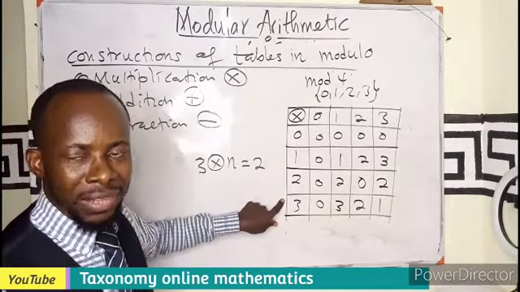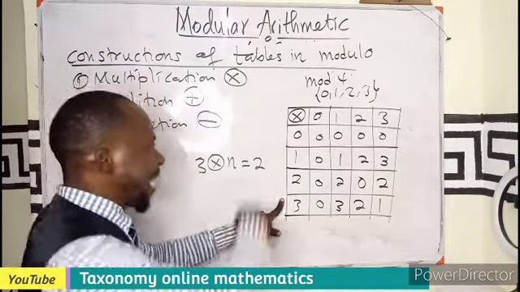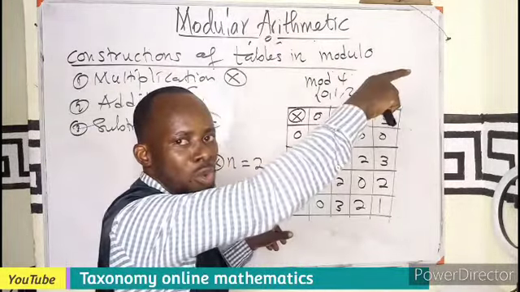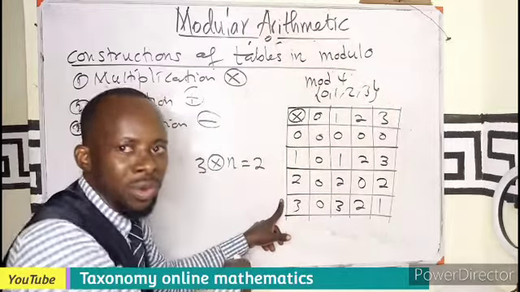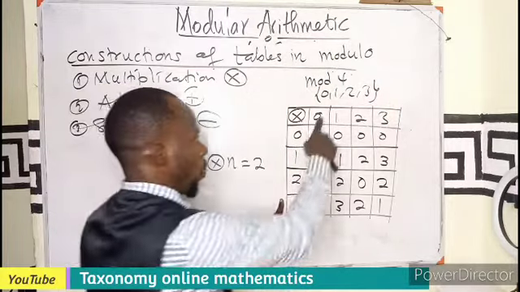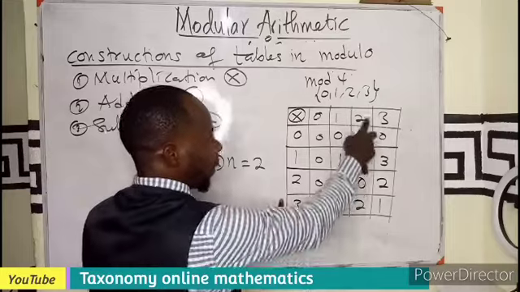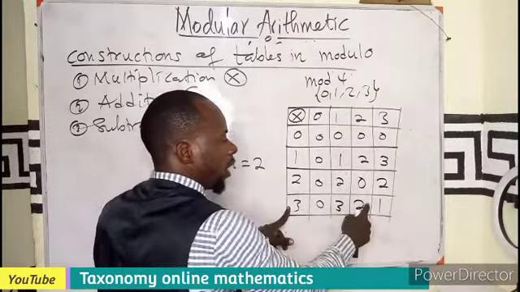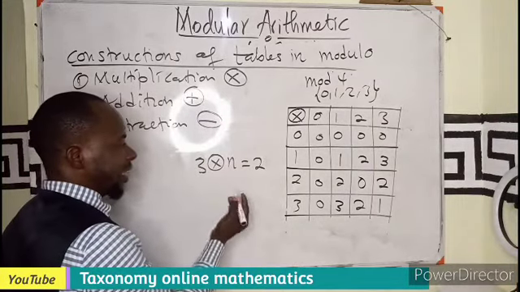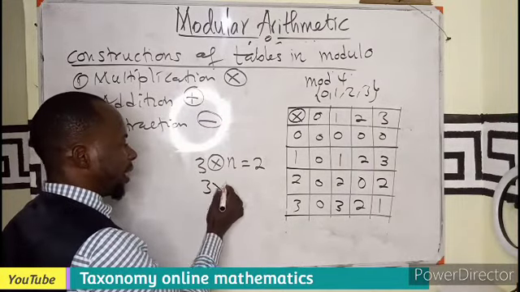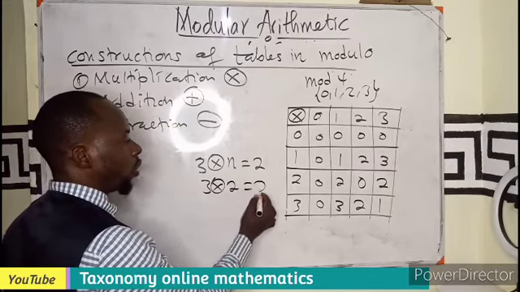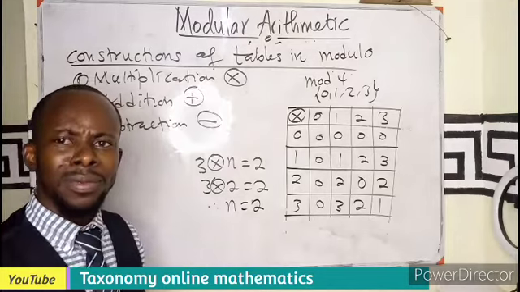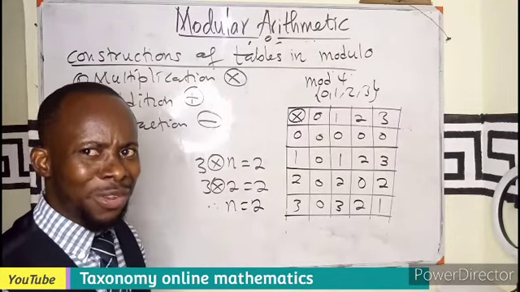I have to hold down my 3. You put your hand on it, then take it along and see which number on the row you will operate on 3 to get 2. I see 3 operated on 2 gives me 2. So here I can say that from the table, 3 times 2 equals 2. Therefore n equals what? 2. Do you get that concept?